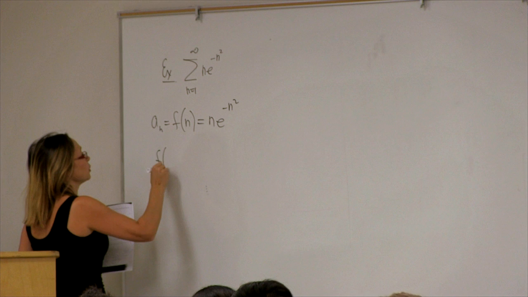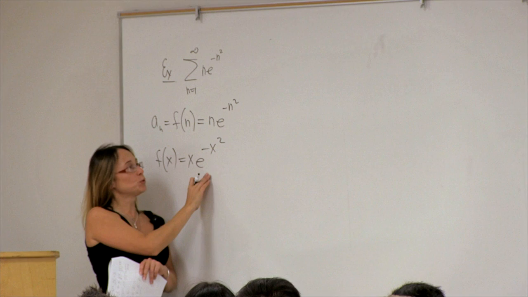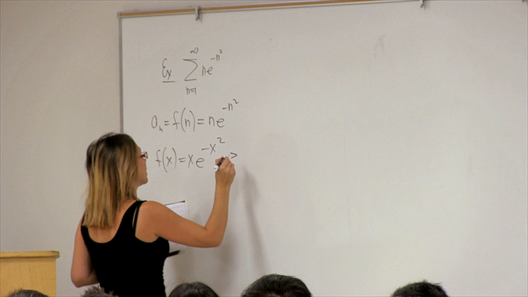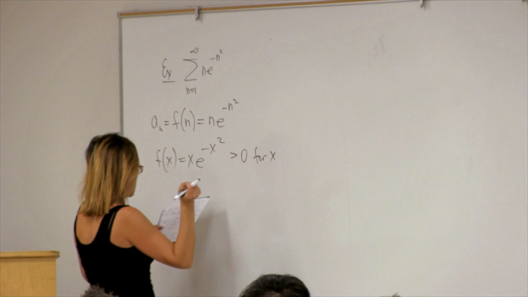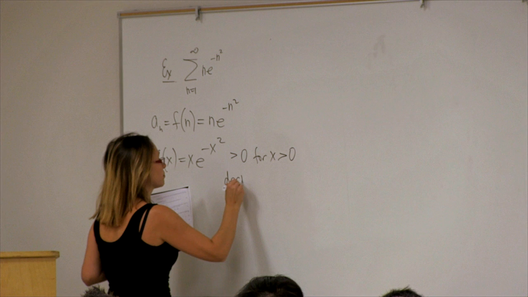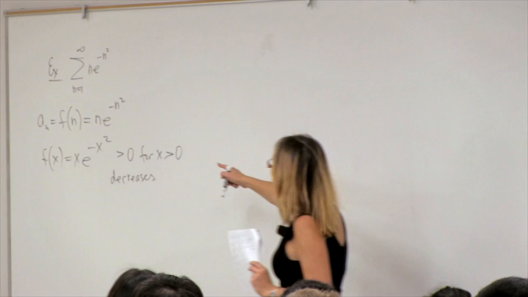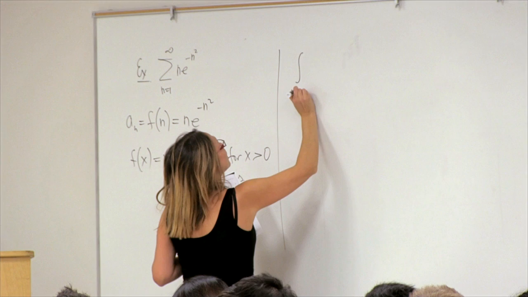Now we'll look at f(x), where you write it in terms of a continuous variable x. This guy involves a negative exponent, so you can prove that it actually decays. It's greater than zero for x greater than zero, and it decreases. And it's continuous, right? So this function is good to use for the integral test, that's the last test that we looked at. As long as the integral converges, my series will also converge, and the other way around. So we have to look at the integral of f(x) dx.